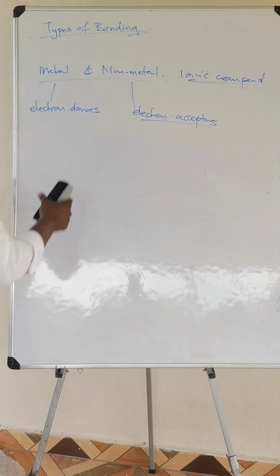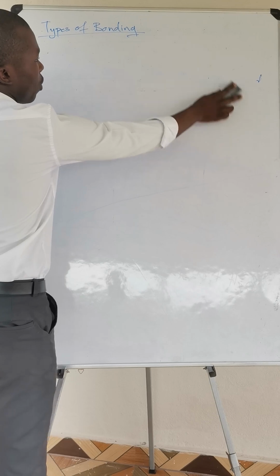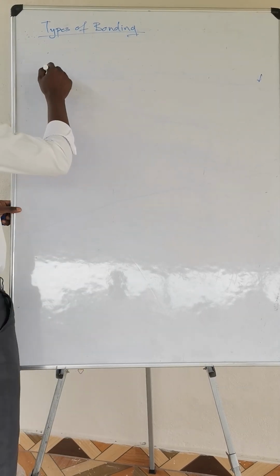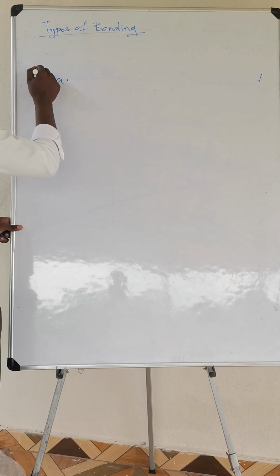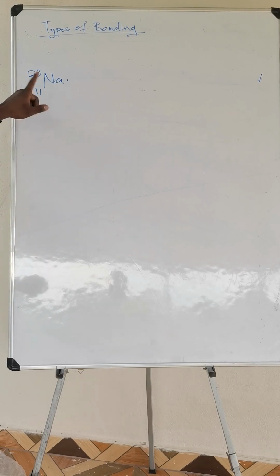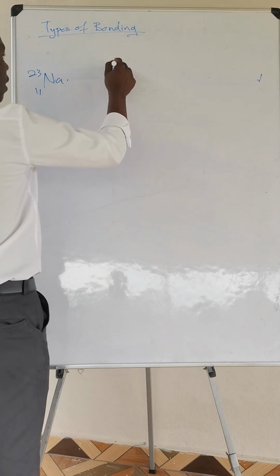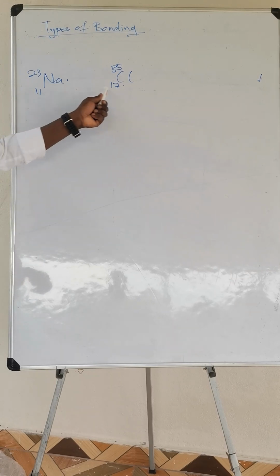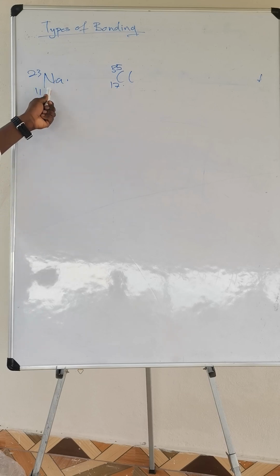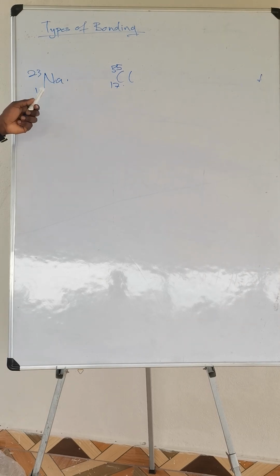For example, we have a metal from group 1. Sodium is an element from group 1. Its electronic configuration is 2,8,1, and its atomic number is 11. And again we have chlorine, 35.5 and 17, an element from group 7. If we want to make these stable, we have to combine them. Sodium is a very reactive element and very difficult to store, which is why it is stored under oil.